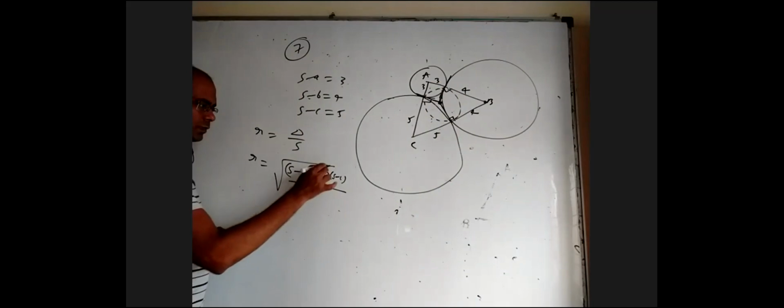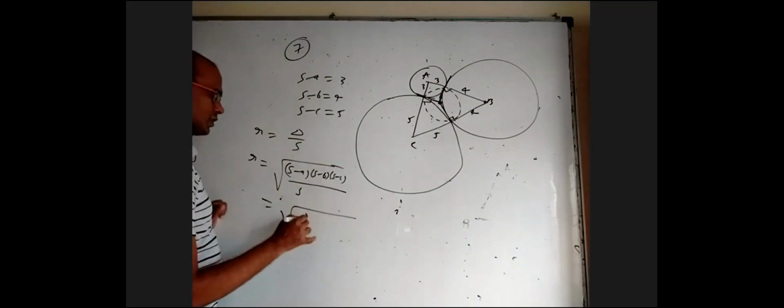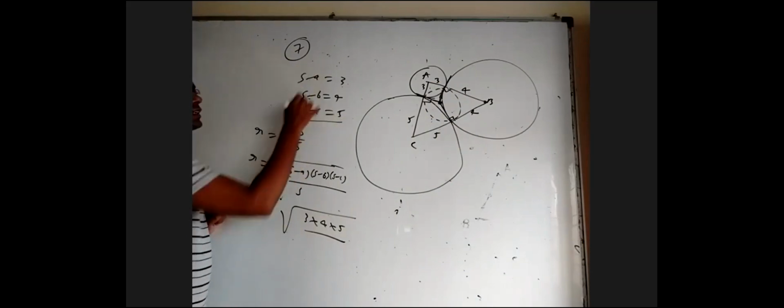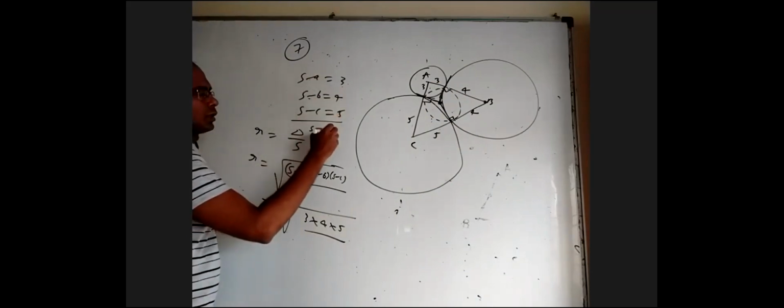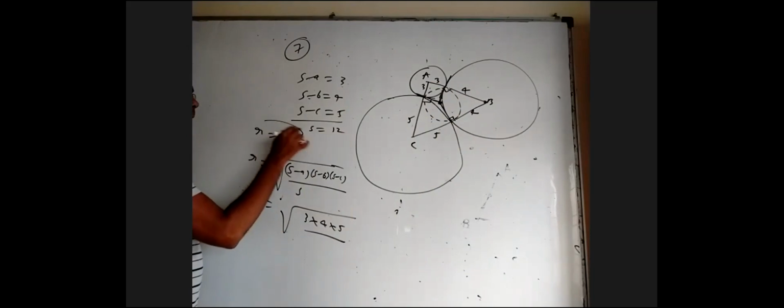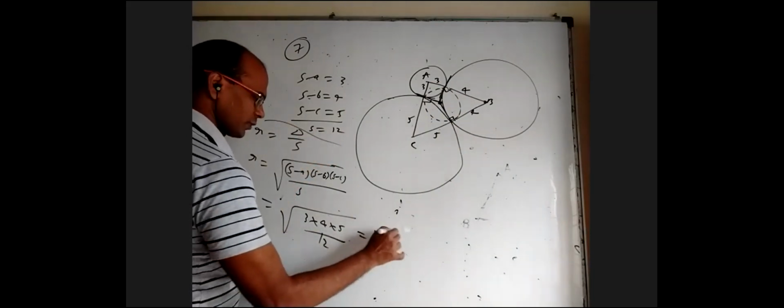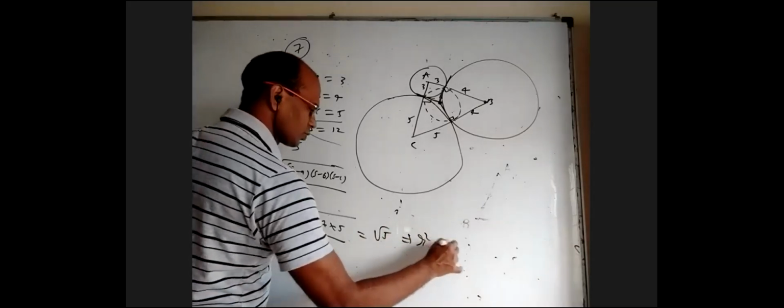I'll get it by s. What is s minus a? 3. s minus b, 4. s is the sum of all these things, 3s minus 2s. s is equal to 12. So by 12, it is simply root 5. r is root 5 means r square is 5.